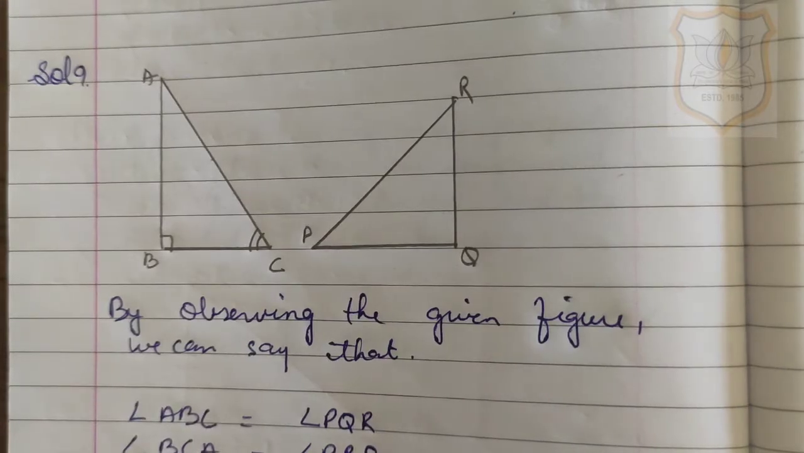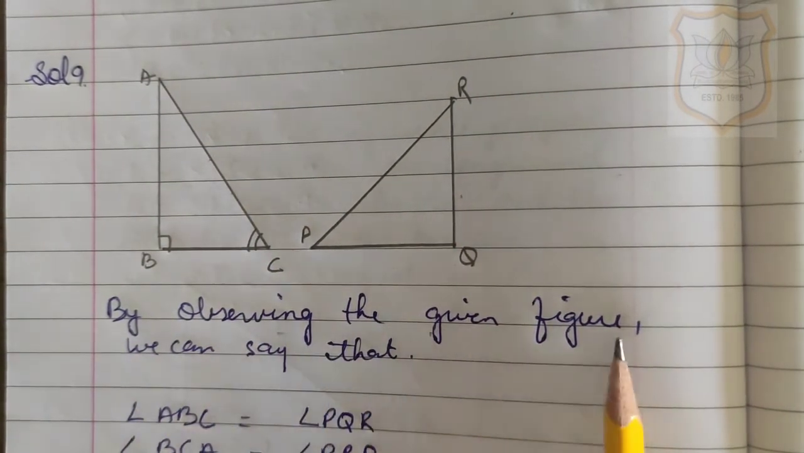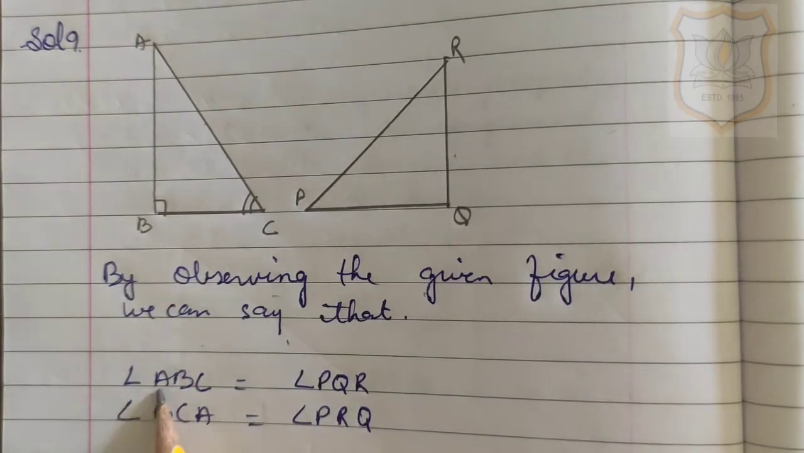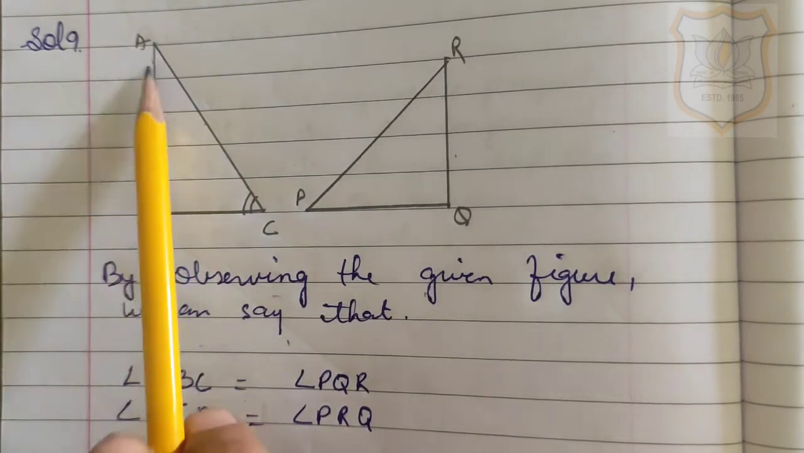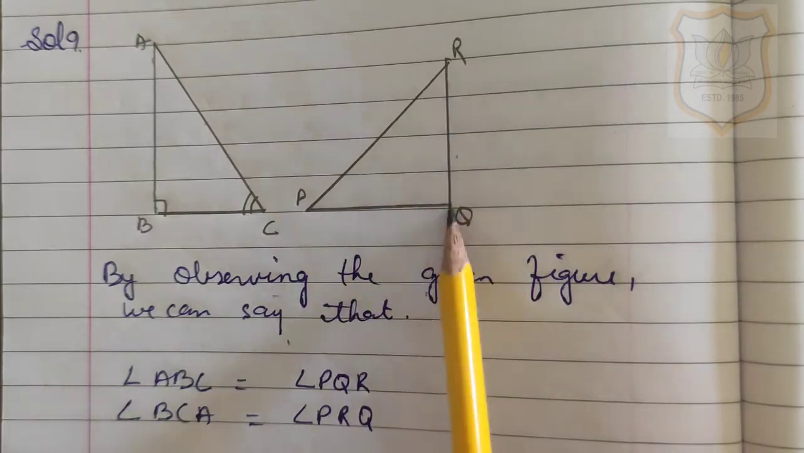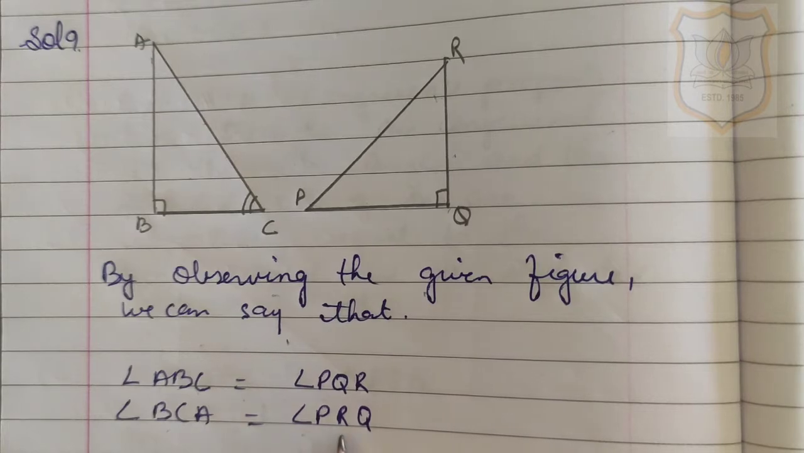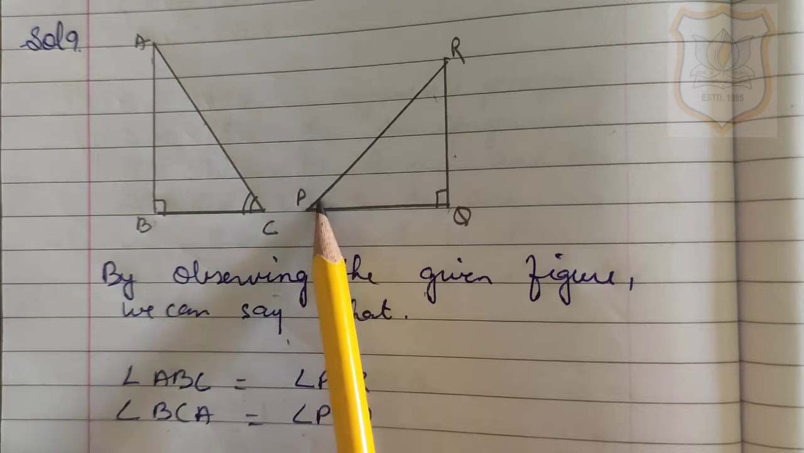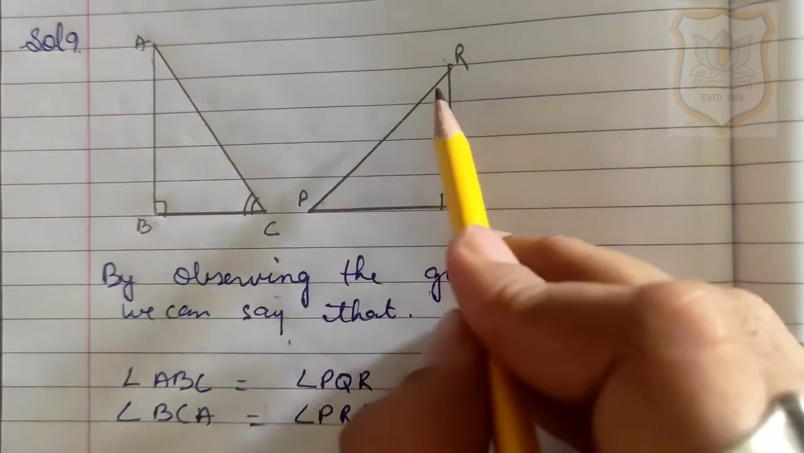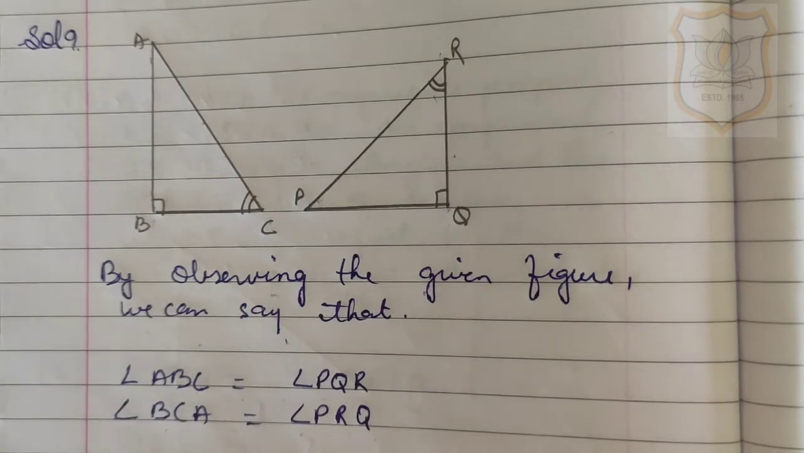Now the solution for question number 9. Here students, two triangles are given. By observing the given figure, we can say that angle ABC is equal to angle PQR. It is given in the question that angle ABC and angle PQR are both equal, and angle BCA is equal to angle PRQ. So angle BCA and angle PRQ are both equal. So here we want to find the additional pair.